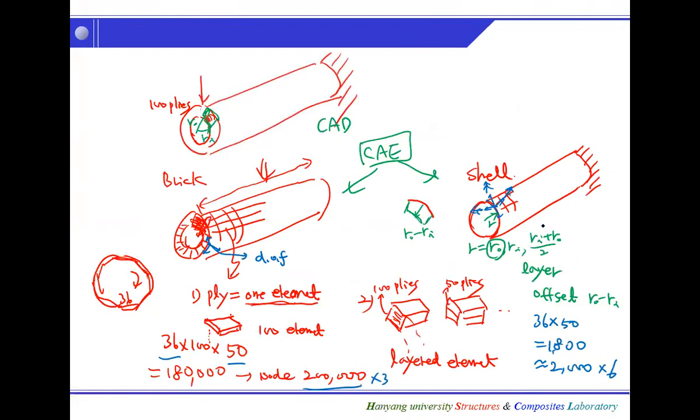Why could it be more accurate than 3D? Because a brick element has only a linear assumption through the thickness, but the shell is curved, and curvature can be very well understood. Okay, anyhow, this is just a preliminary introduction.